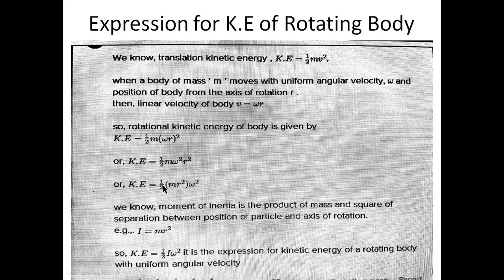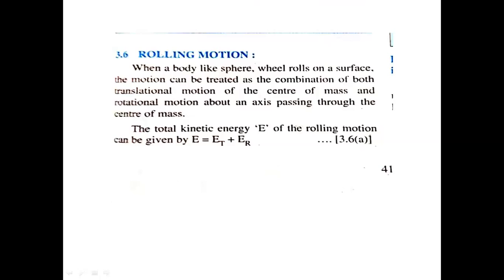By simplifying this equation, we get the kinetic energy of rotation equals half m r square into omega square. But we know that this term is nothing but the moment of inertia. Moment of inertia is the mass multiplied by the square of its distance from the axis of rotation. So replacing this term by I, we get another equation: kinetic energy of a rotating body equals half I omega square. So this is the final expression for kinetic energy of a rotating body.